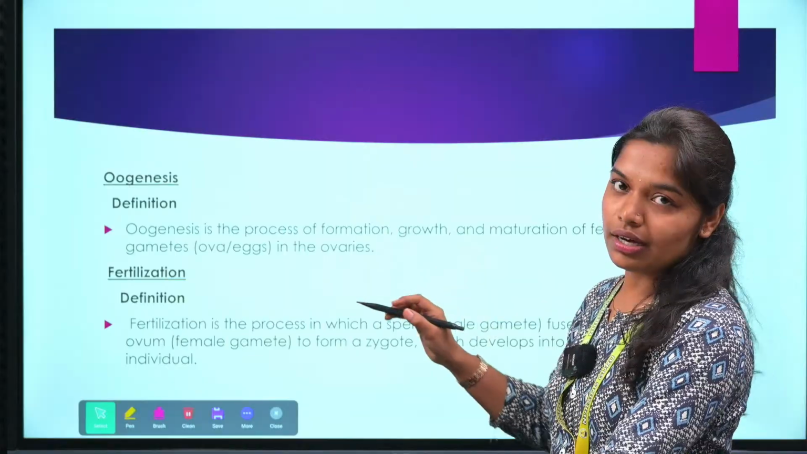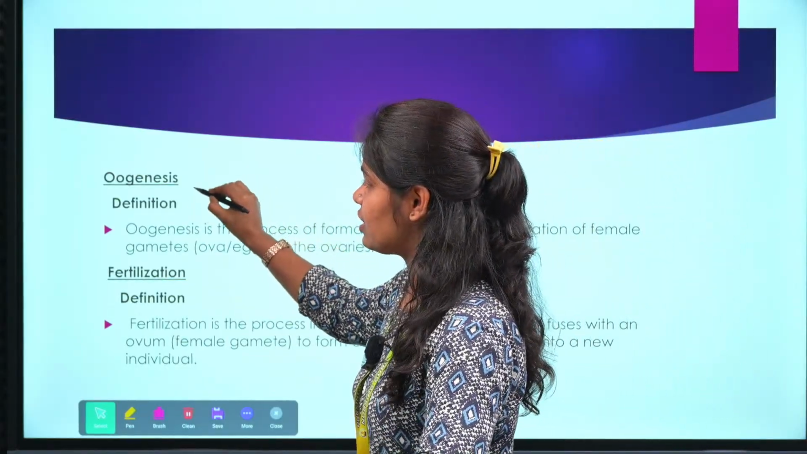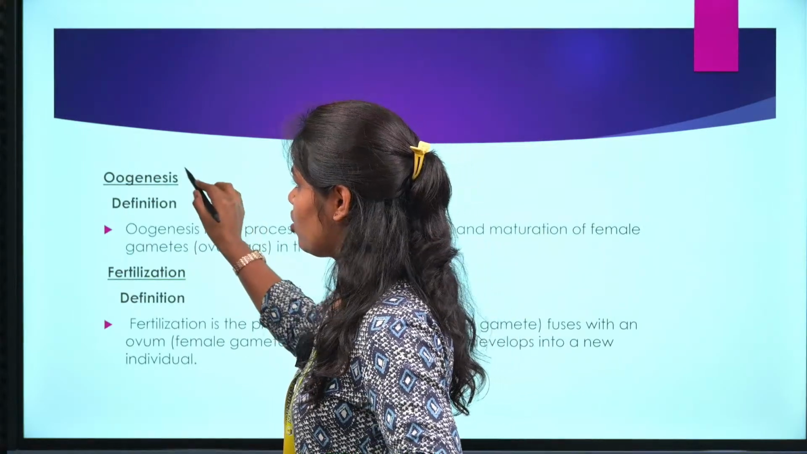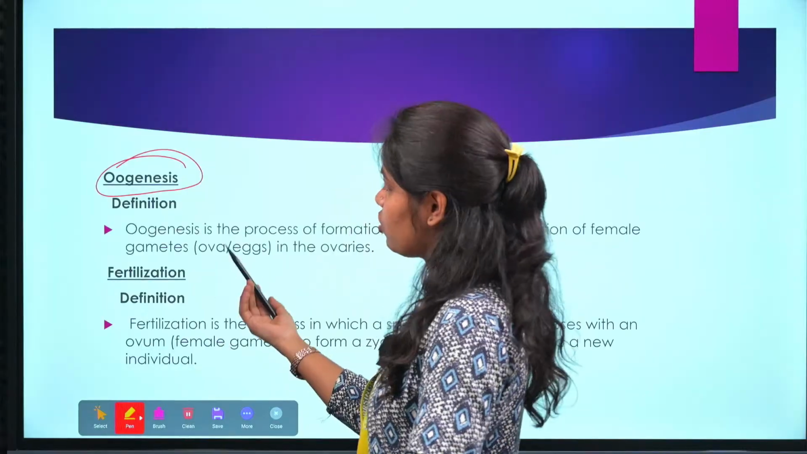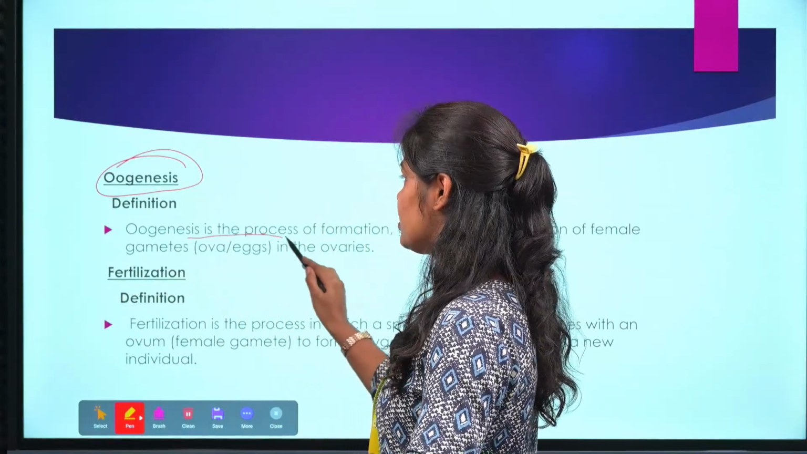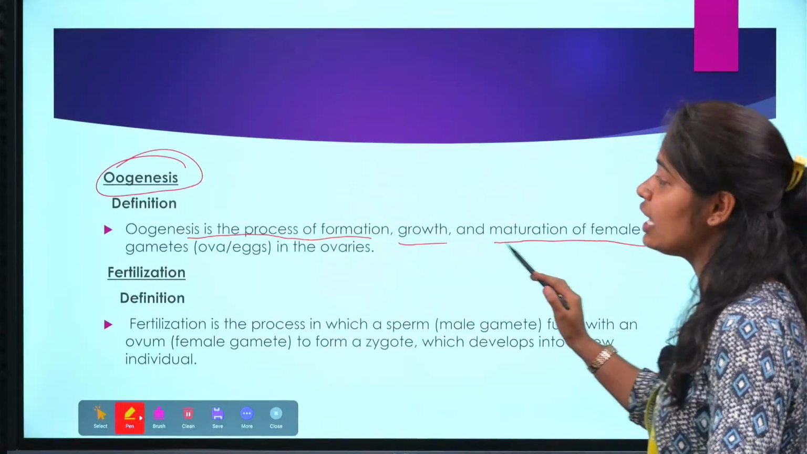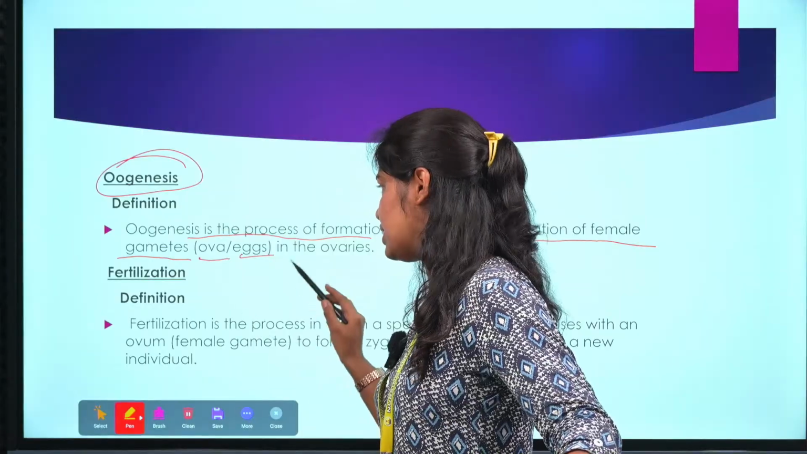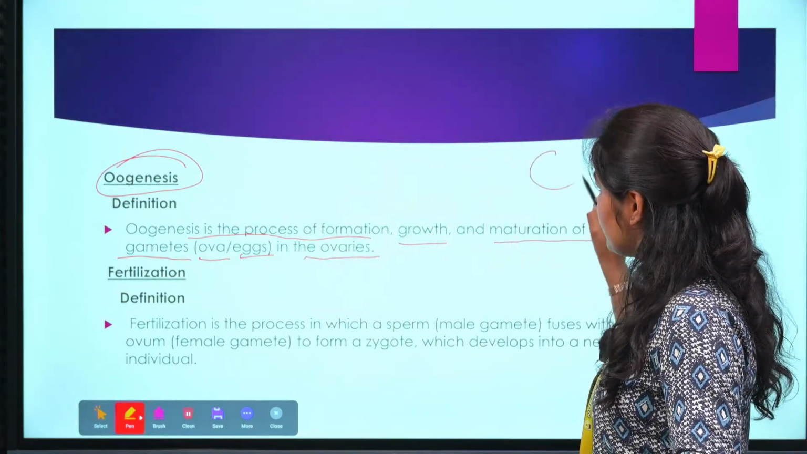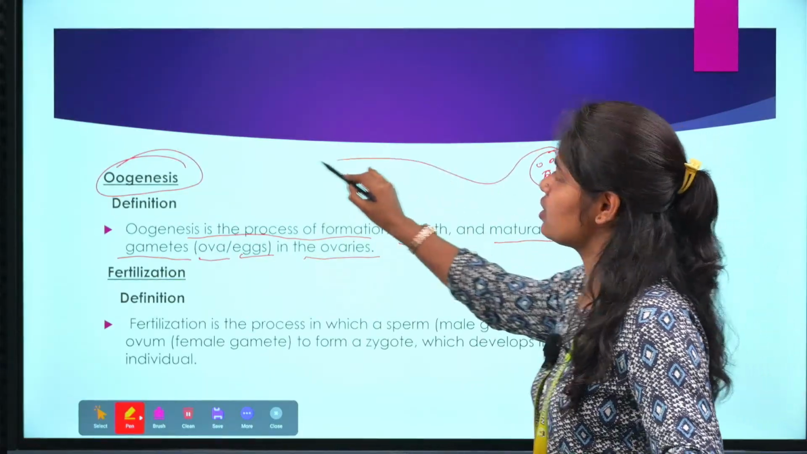Next are the terms which help for the reproductive system. First one is oogenesis. I already said oogenesis means production of the ovum, the mature egg. Oogenesis is the process of formation, growth and also maturation of the female gamete. Female gamete means ova or eggs in the ovaries. In the ovaries, the process by which the ovum is produced, we will call it oogenesis.